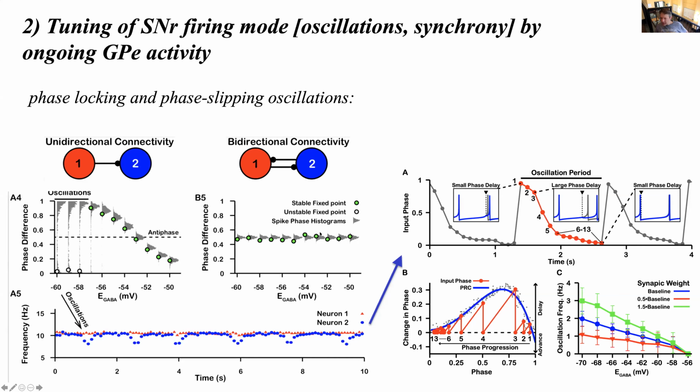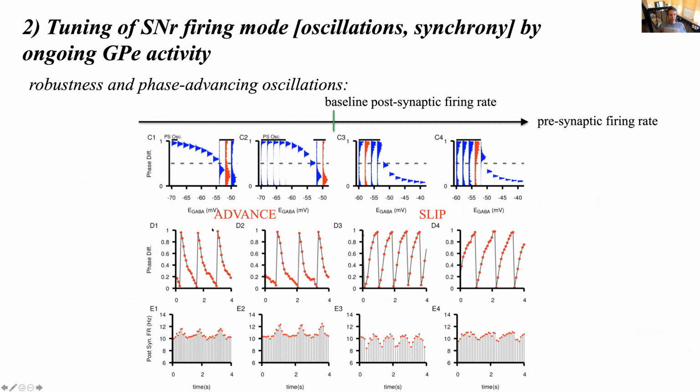Okay, I'm just checking the time. Okay, so let me move on. So basically, we can vary things. This is still on the feed-forward network now. So we can vary things so that the two cells have different firing rates, and we can again get phase advance or phase slip types of relationships, or phase locking, depending on how we tune E-GABA. Okay, so I'm just going to go ahead and breeze past that.